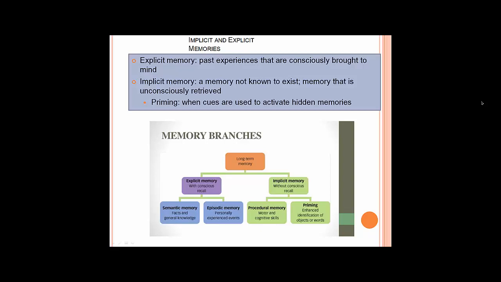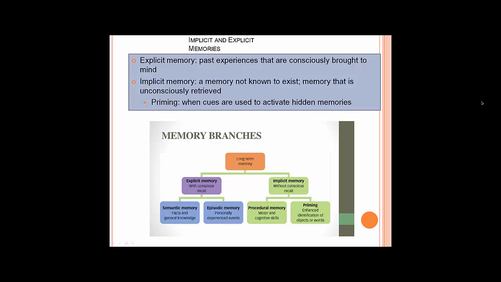Back to implicit and explicit memories. Explicit memories are past experiences that are consciously brought to mind. Implicit memories are memories not known to exist. They're memories that are unconsciously retrieved. Priming is when cues are used to activate hidden memories. The idea of priming and hidden memories is still being researched to some degree. To some degree it's true, and to some degree maybe not so true.